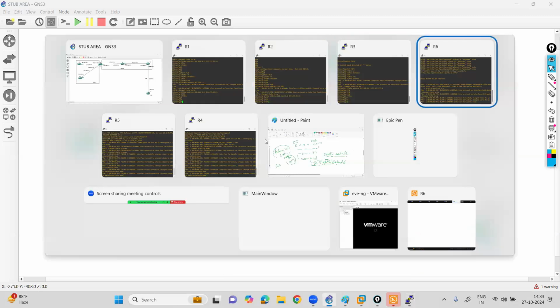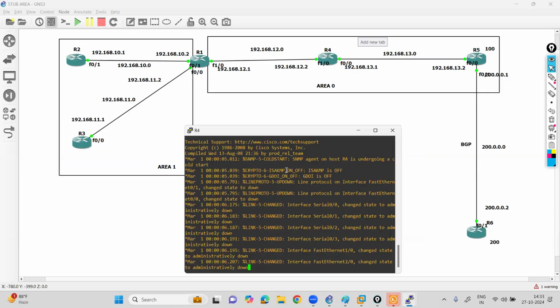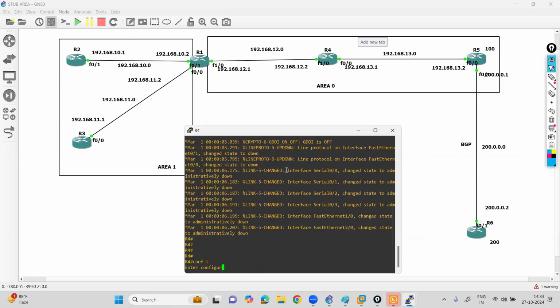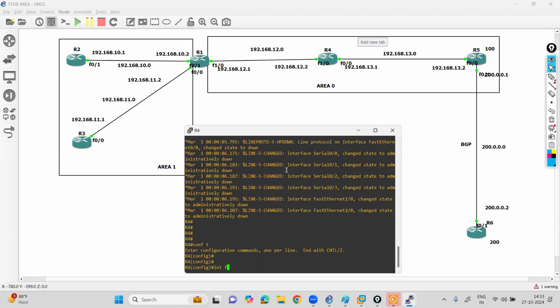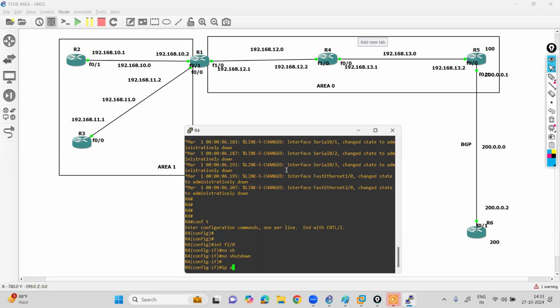Provide the IP addresses. Go to global configuration mode. Configure terminal, interface F1/0, no shutdown. IP address is what?